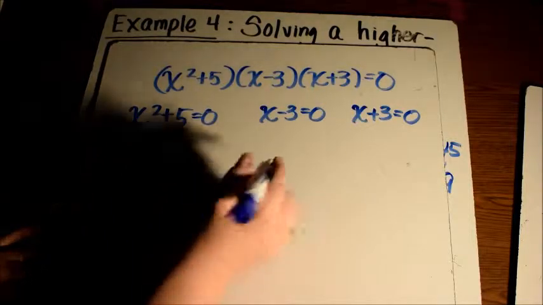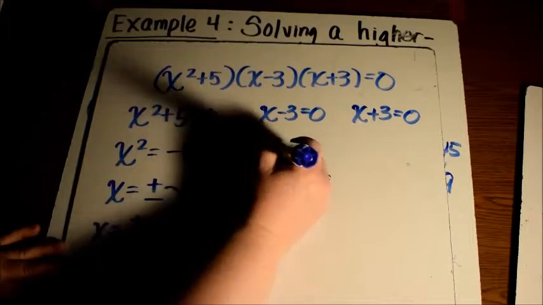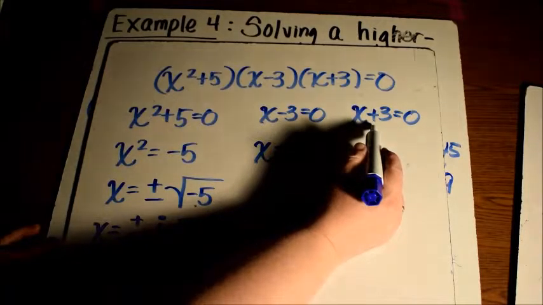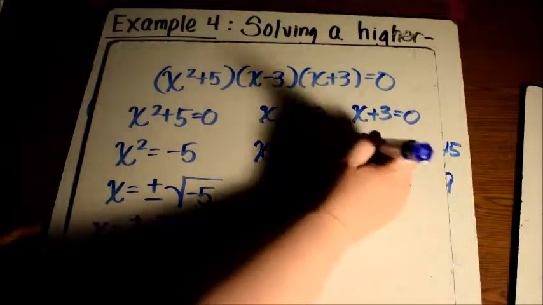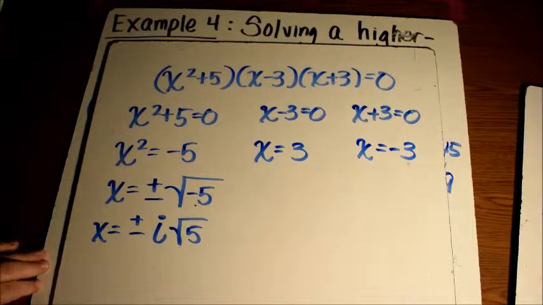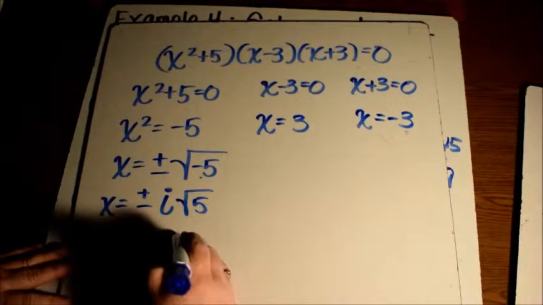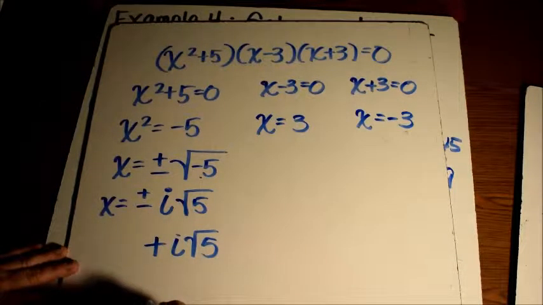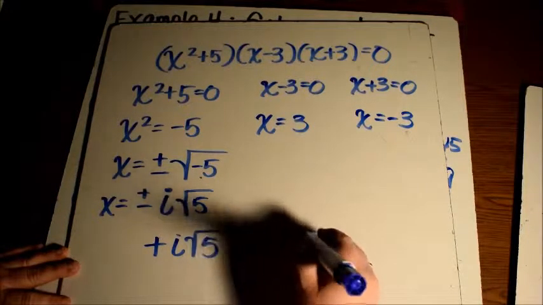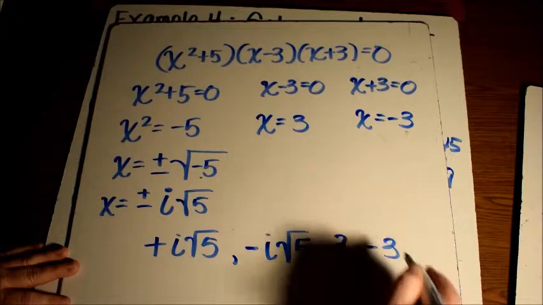Now let's deal with these. How do we undo subtracting by 3? We add 3 to both sides. So in this case, we get x equals 3. And finally, how do we undo adding 3? We subtract it. So x equals negative 3. So our solutions are positive i square root of 5, negative i square root of 5, positive 3, and negative 3.